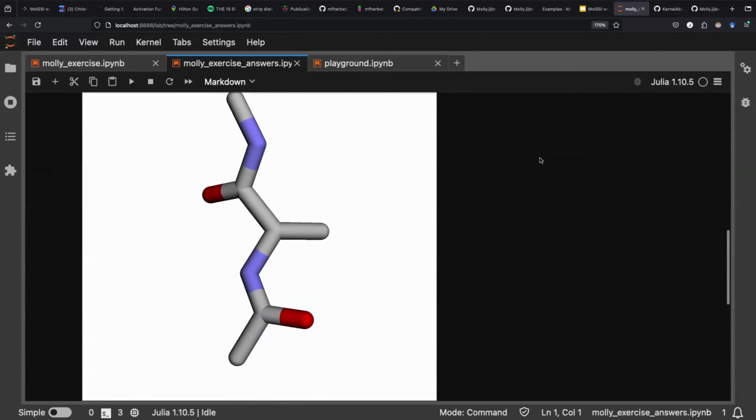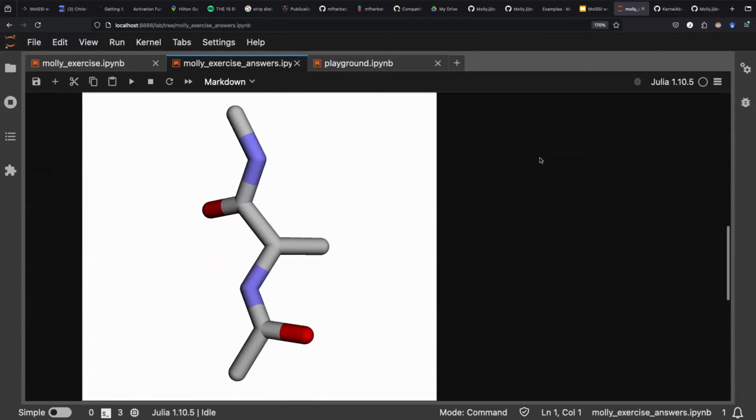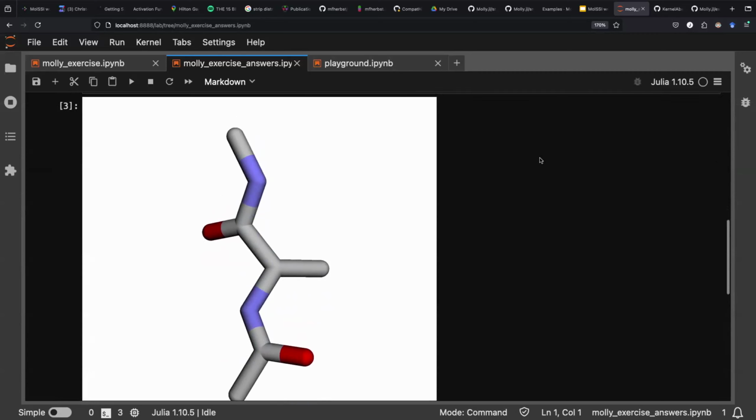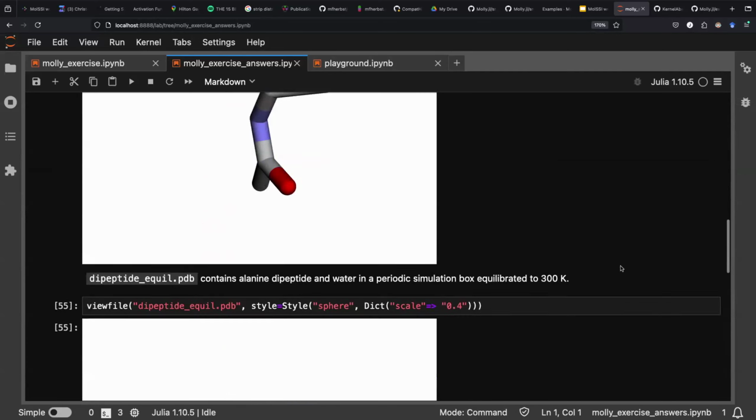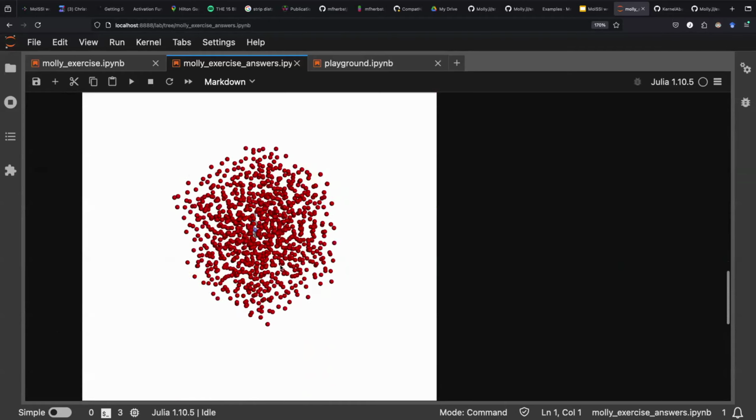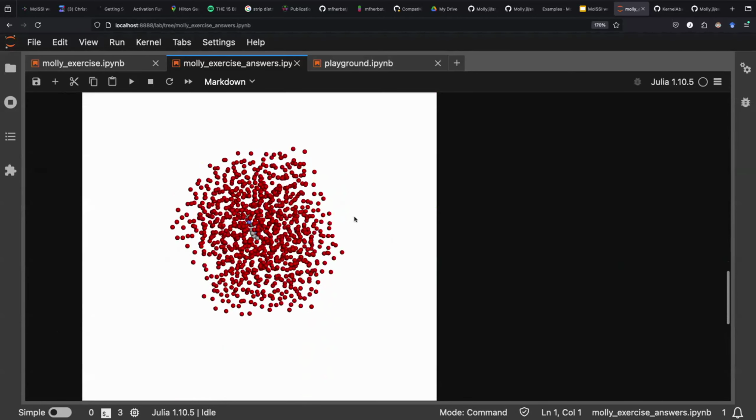Okay, so you can open up this dipeptide, which is two alanine amino acids together, so it's the building block of a protein. And similarly, you can see it kind of atoms.